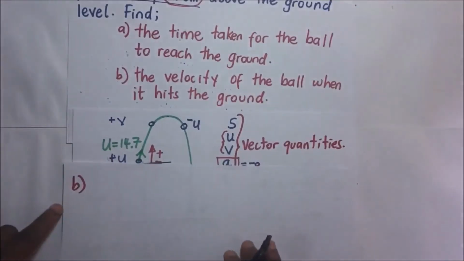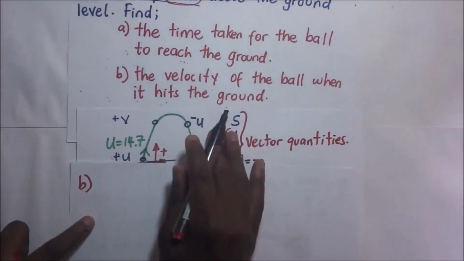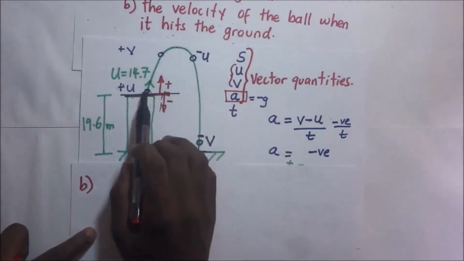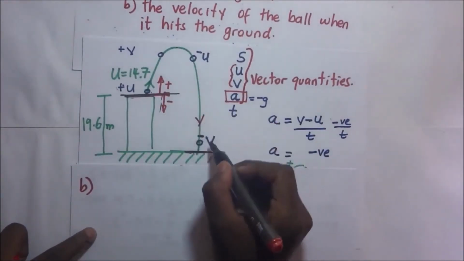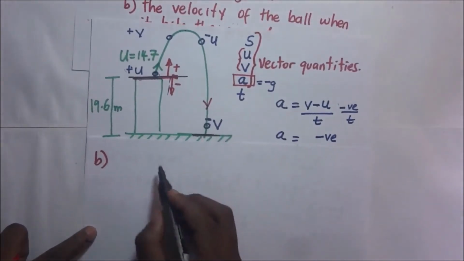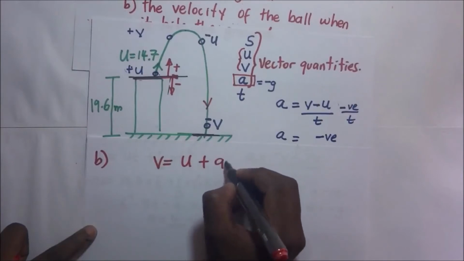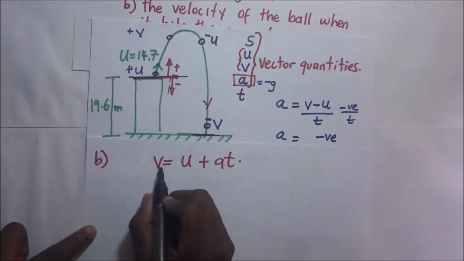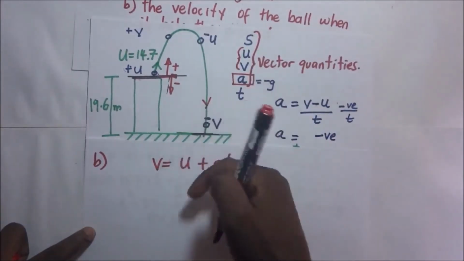Now looking at part B of the question, they are requiring us to find the velocity of the ball when it hits the ground. So when it hits the ground, definitely as it's hitting the ground, its velocity is negative. So using v is equal to u plus at. The final velocity definitely is negative v, because it's moving downwards as it's hitting.